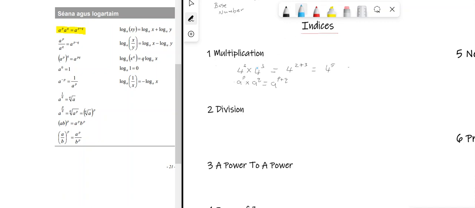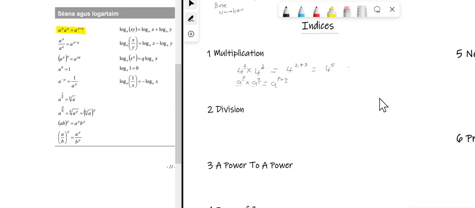So if you like, the a is just the number, represented by a in the formula. The p in this case is this number here, the first number, and the q is just this number here. So basically all it means is that if you have two indices that have the same base number and you multiply them by each other, all you have to do is add the indices together at the top. So you're just adding these two together. That's all that means.